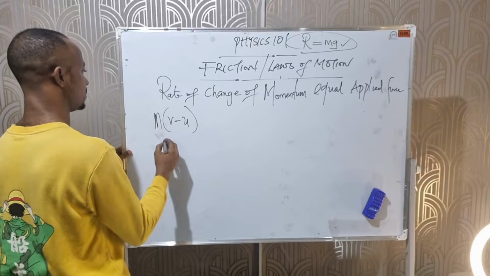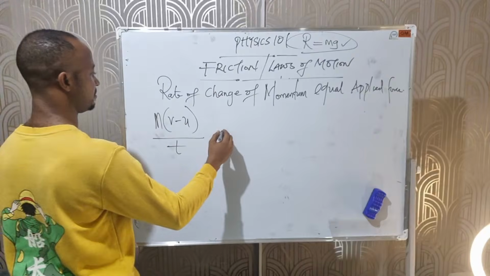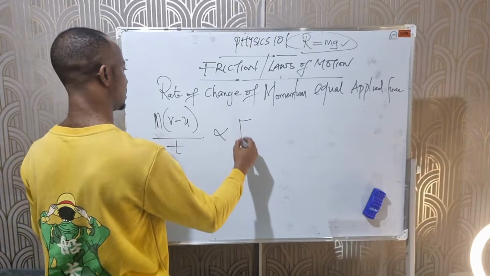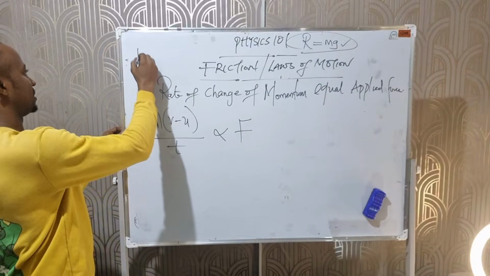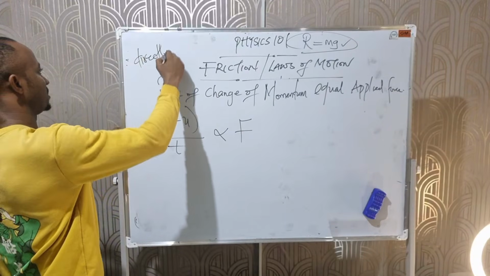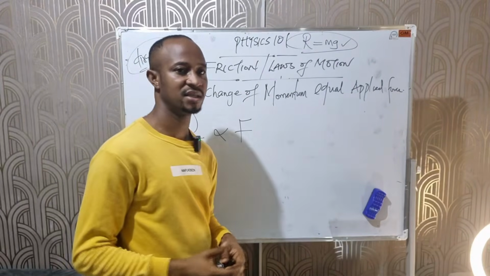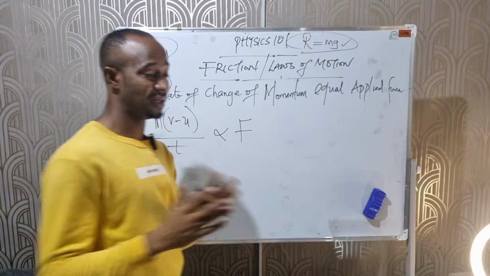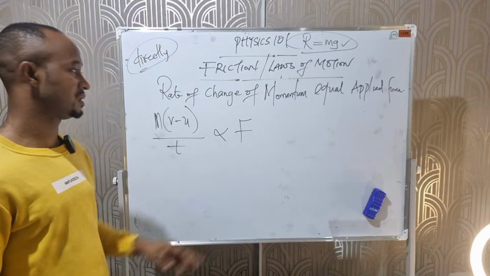minus u divided by t is proportional to the applied force. Or it is directly proportional to the applied force. We have what is called direct proportionality, inverse, and joint. This is a direct relationship, right?